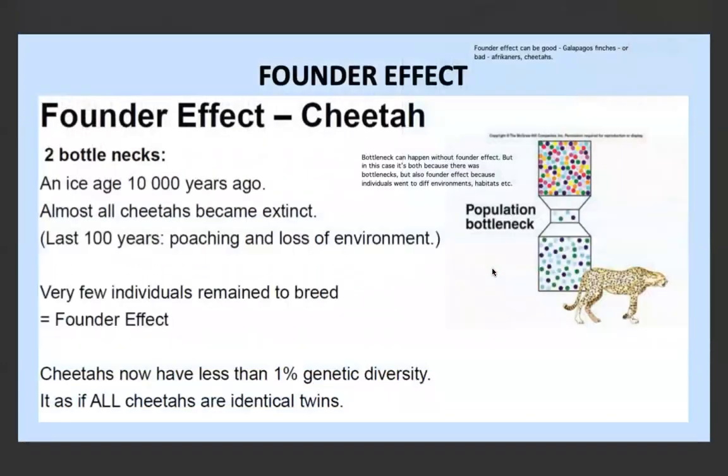Something like cheetahs could also be an example of the founder effect and also the bottleneck effect, where over time there was an ice age and almost all cheetahs became extinct, and there was also poaching, environment loss, which were both examples of bottleneck effects for the cheetah, drastically reducing their population. And there was also very few individuals remaining, possibly because they moved to new areas or broke off from the original population, which is the founder effect.